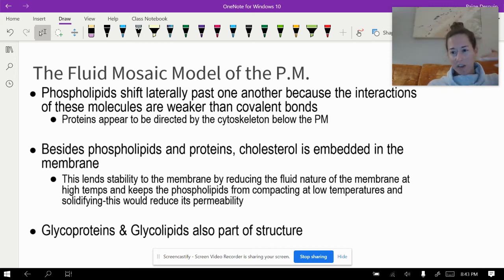So again, you could think about this as if you have a swimming pool and you take the contents of a ball pit that you used to play in at McDonald's or whatever, and dump the ball pit into the swimming pool. That would be like the tops of the phosphate groups, the phospholipids floating on the top.